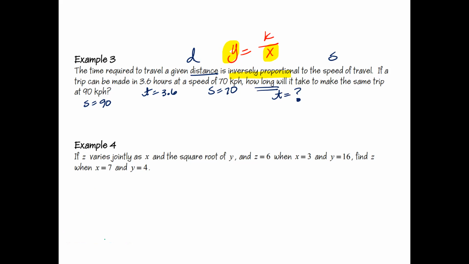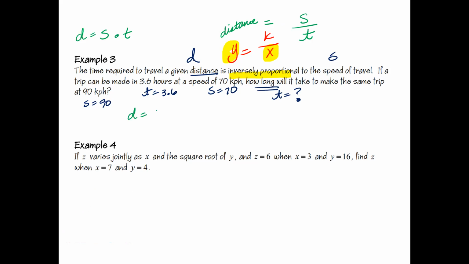All right, so let's start labeling, okay? Y is going to give you the distance. It's inversely proportional to the speed of travel. So remember, your distance equals speed times time. So if it's going to be inverse, then distance will equal S divided by time. Okay, so we just have to flip around a little bit.